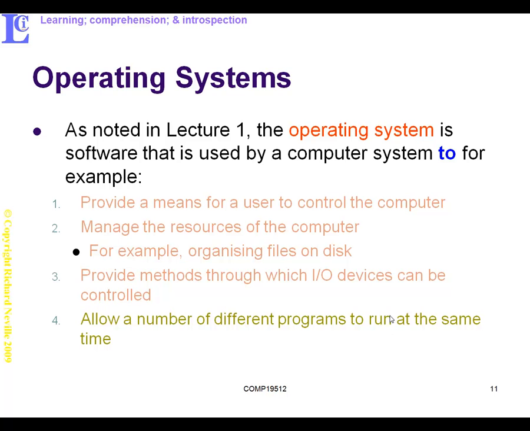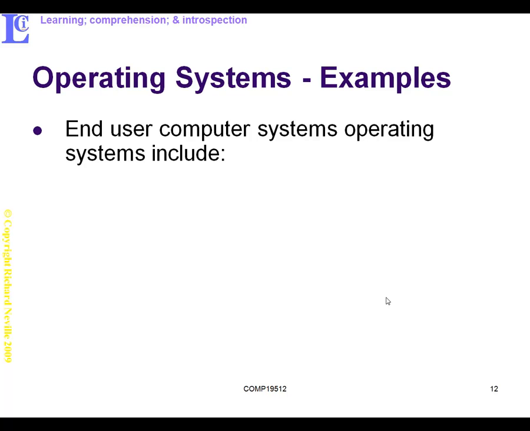So what it's really doing is it's enabling the computer to run a number of programs at the same time. So that's what the operating system does. So now we're going to look at a very introductory view of a personal computer, an end-user computer, and say, what are the typical types of operating systems for an end-user computer? And you'll probably know these.